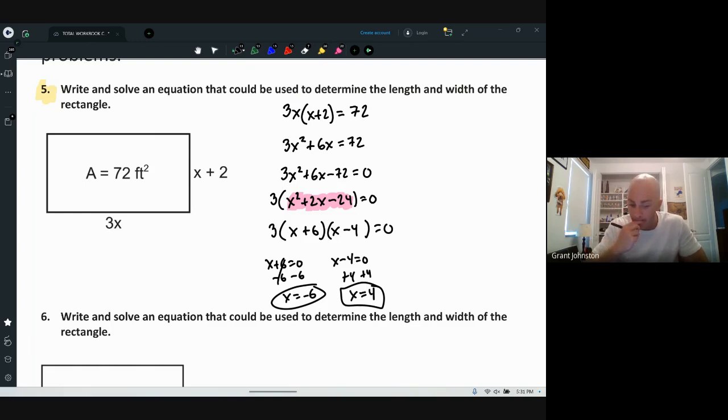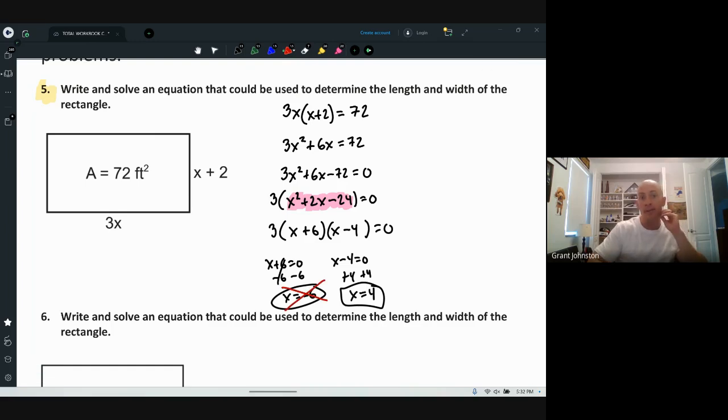So x could be negative 6, or x could be 4. Now just be careful about what the problem is really asking you. Actually, let me take this a step further. I didn't really think about this too much. Negative 6 doesn't make sense as an answer.